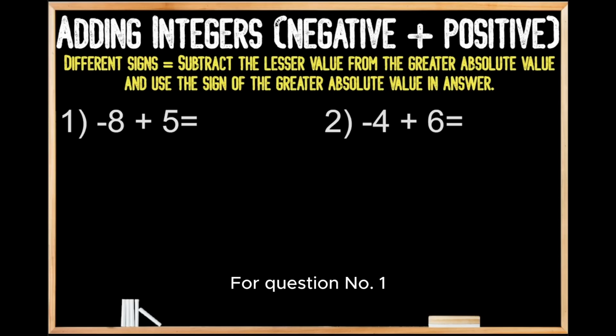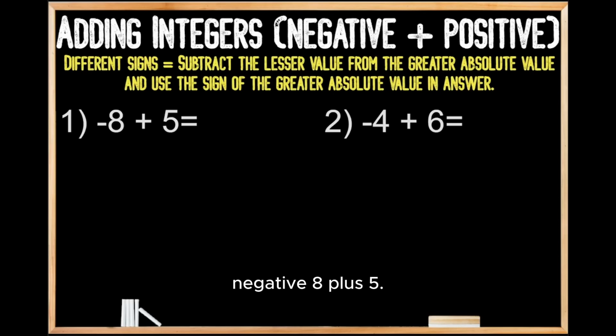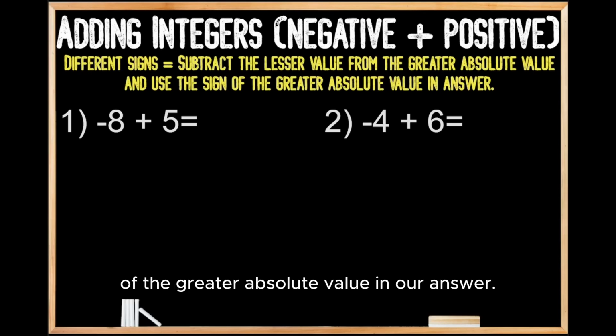For question number 1, we're being asked to calculate the sum of negative 8 plus 5. So clearly here in this equation we have two different signs. And as we can see up top here highlighted in yellow, in order for us to solve this, we're going to subtract the lesser value from the greater absolute value, and then we're going to use the sign of the greater absolute value in our answer.